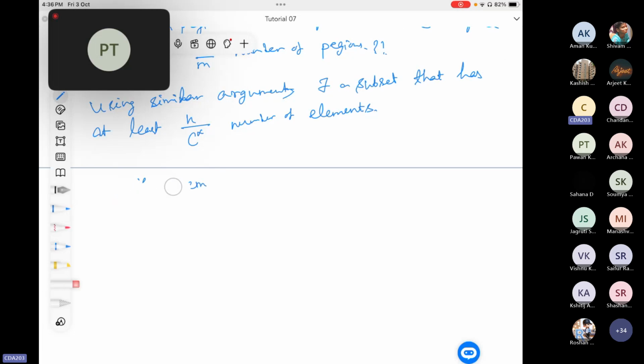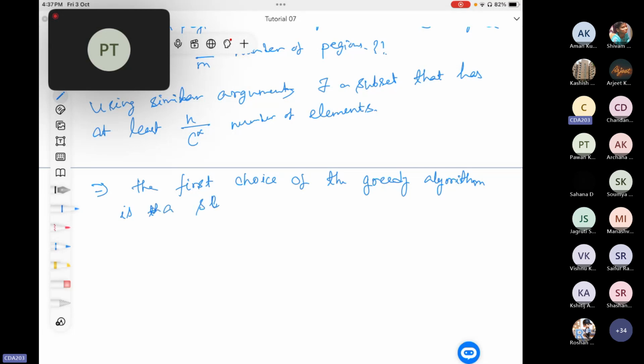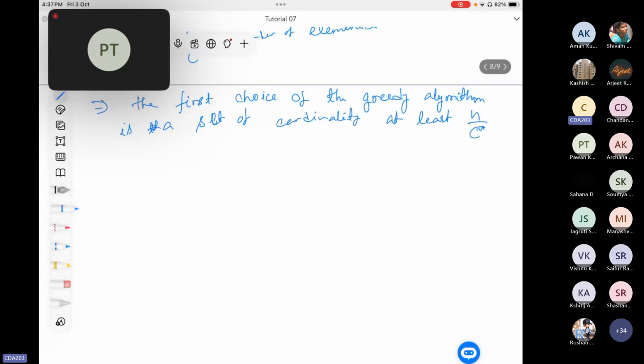So this implies that the first choice of the greedy algorithm is a set of cardinality at least n by C star. Okay, we have obtained this.